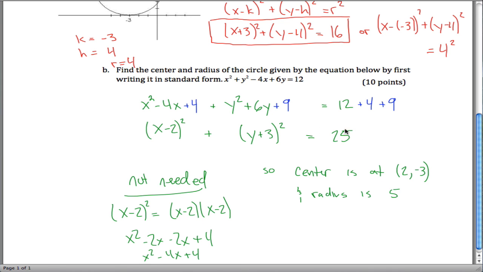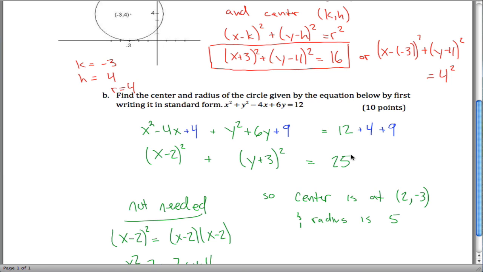And the number that I end up with out here is r squared. This isn't r out here, this is r squared. I want to know what r is. Well, if r squared is 25, r must be 5. You take the square root.